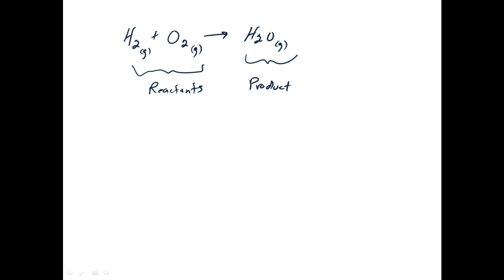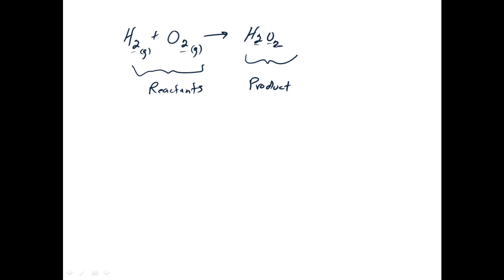So we can see that there's 2 hydrogens on the reactant side and 2 hydrogens on the product side. But we have a problem with the oxygen. We have 2 oxygens on the reactant side, but we only have 1 oxygen on the product side. So you may be thinking, well, why don't we just put a 2 here like that? Now we got 2 hydrogens on both sides and 2 oxygens on both sides. The problem is this is no longer water. H2O2 is hydrogen peroxide. It has totally different chemical and physical properties than water.